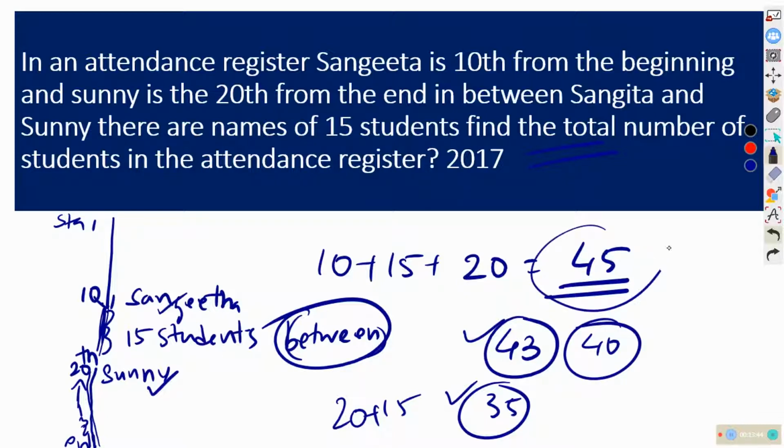But this is the correct answer. Why am I talking about choices? Choices also create issues. They are used for checking your intelligence. Don't jump to a conclusion by looking at the choices. Get the answer first, then look at the choices. You will get the answer correct. Okay, let me go ahead.